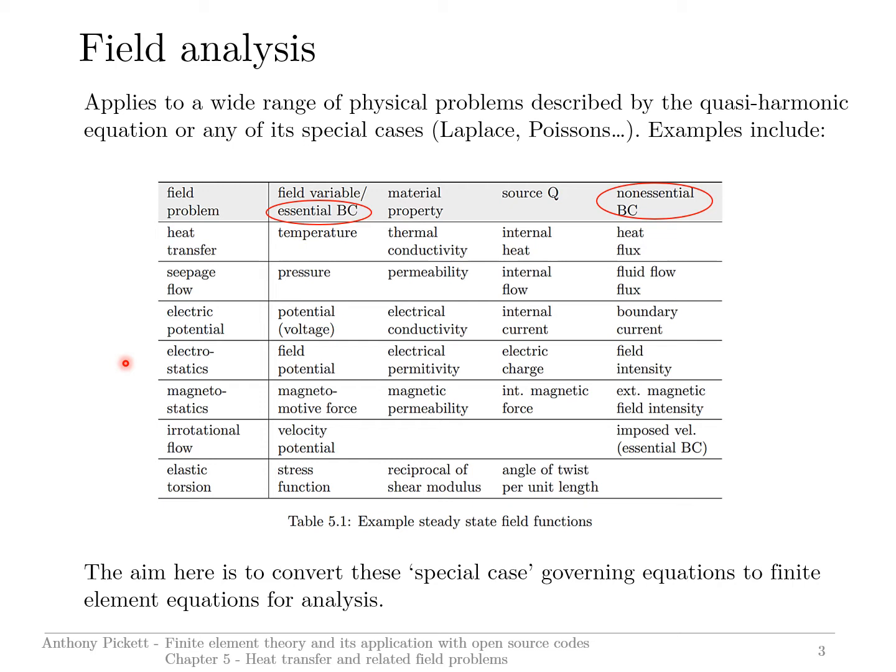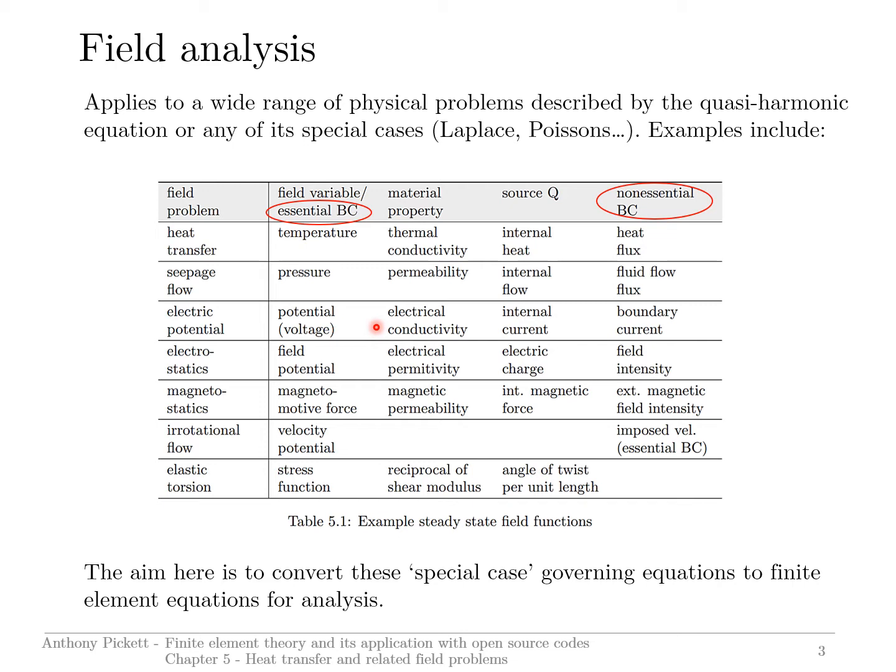In the mechanical problems up to now, we've only been considering the material property, typically Young's modulus. In these problems, we have a different material property to be considered. So, for example, in heat transfer, we have thermal conductivity. In seepage flow, we have permeability. Electric potential is electrical conductivity, and so on.